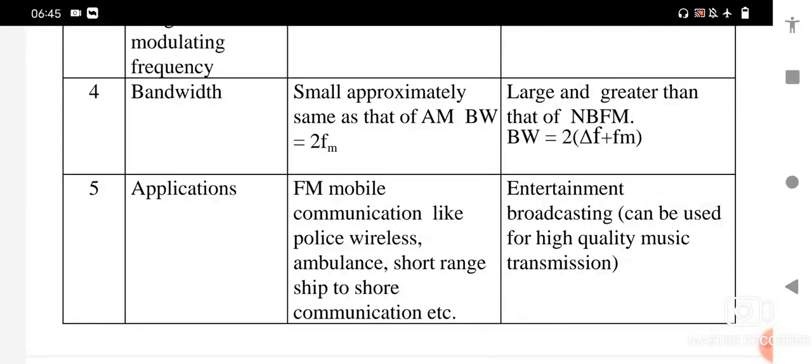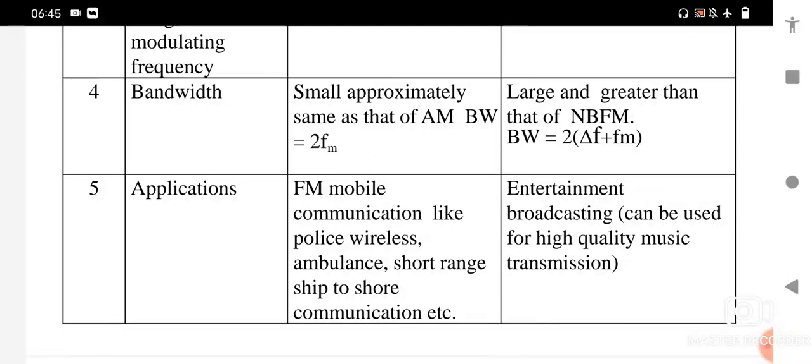And wideband frequency modulation is used in entertainment broadcasting. We have already seen this in real time, like Red FM and Red Mirchi FM. These are all entertainment broadcasting, and it can be used for high quality music transmission. So we use wideband frequency modulation in entertainment broadcasting.